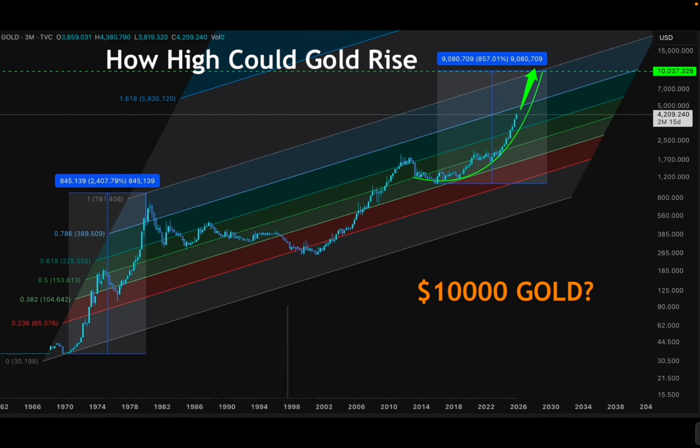After the Nixon Shock, gold soared from $35 to $875 between 1971 and 1980, a 25-fold rise in less than a decade. Then it corrected to $250 by the year 2000, before climbing again to $1,900 in 2011. By 2015, gold retraced to $1,000, and since then, it's been on a relentless ascent. Today, in October 2025, it stands above $4,300.